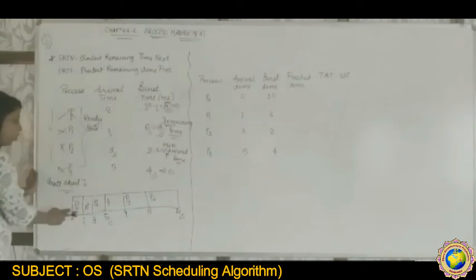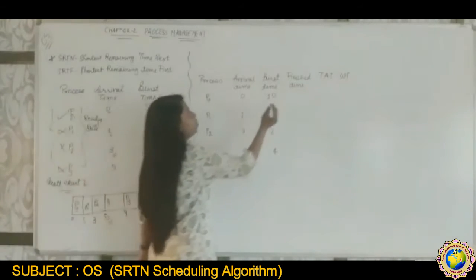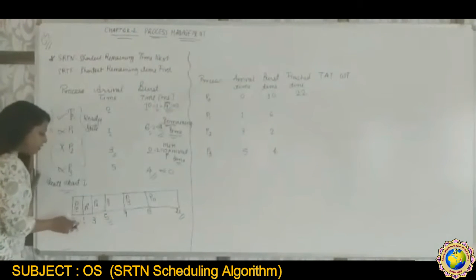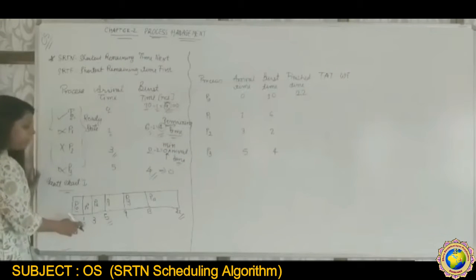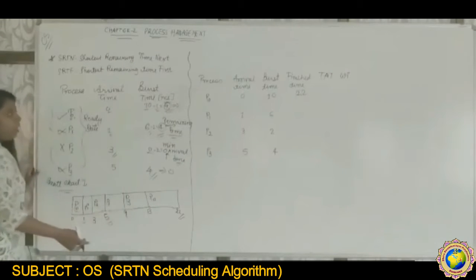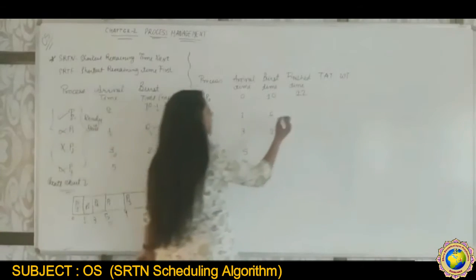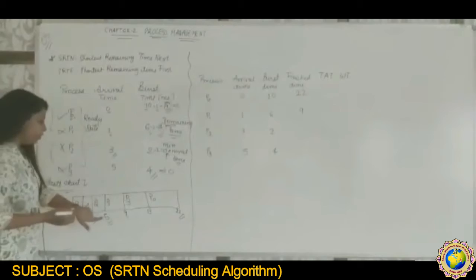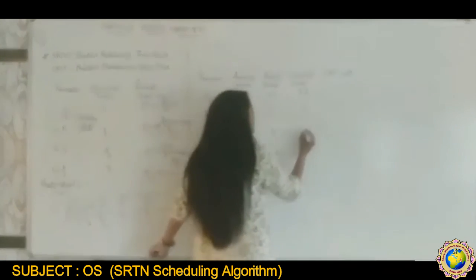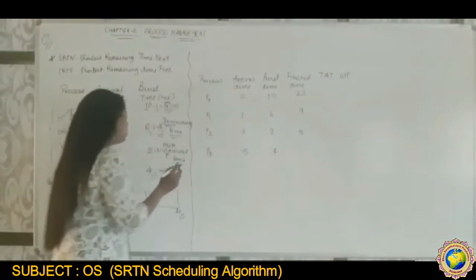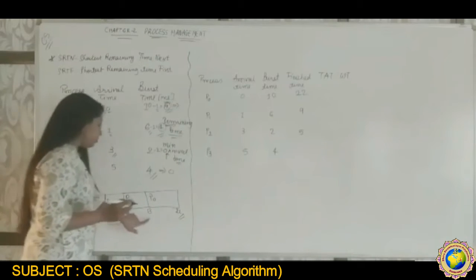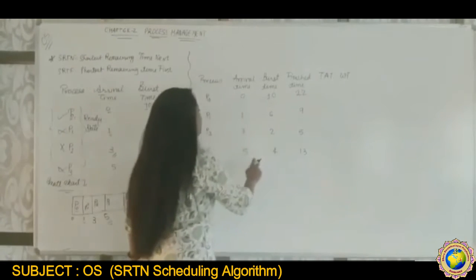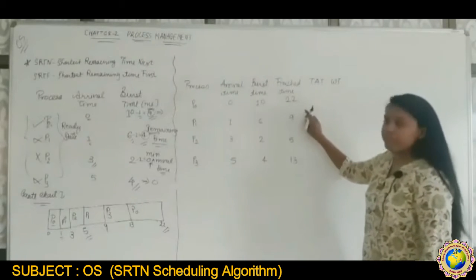So P0 will be 22. Write down the 22. Next P1: P1 starts from 1 and terminated at the point of 9. So here we write down 9. Then for P2, P2 finished at 5. Now P3 is terminated at the point of 30. So finish time will be 30. This is all about the finish time.